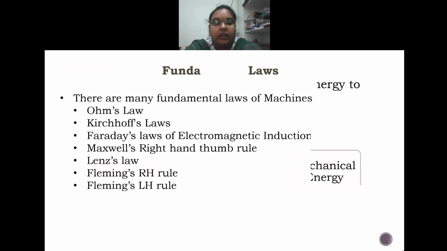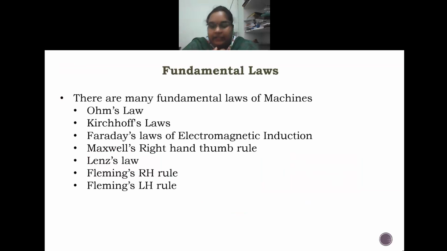There are many fundamental laws for machines, or in general, fundamental laws for any electrical engineering equipment. So what are those fundamental laws? Basically, the basic law is Ohm's law, and then we have Kirchhoff's law, and then we have Faraday's laws of electromagnetic induction. We have Maxwell's right hand thumb rule, Lenz's law, Fleming's right hand rule, and Fleming's left hand rule.